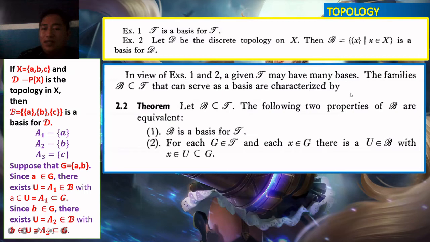Okay, here is our theorem, class, theorem 2.2. Let script B be a subset of tau. And the following properties of script B are equivalent. Number 1, script B is a basis for tau. Number 2, for each G element in tau and each X element in G, there is a U element in script B with X element in U subset of G. Okay, since the two properties are equivalent, we need to prove it as if and only if. So suppose 1, prove 2. Then suppose 2, prove 1.